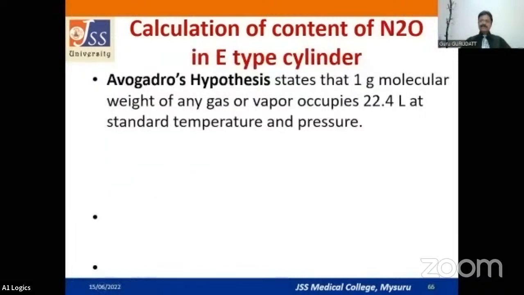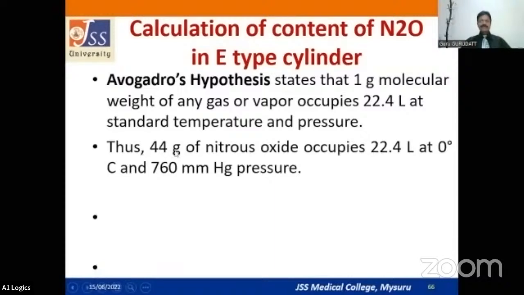Whereas for nitrous oxide, because it is a liquid gas, the pressure gauge will not depict the contents. So in order to know how much nitrous oxide is available, we have to use Avogadro's hypothesis. Avogadro's hypothesis says that 1 gram molecular weight of any gas or vapor occupies 22.4 liters at standard temperature and pressure. The molecular weight expressed in grams is called the gram molecular weight. Nitrous oxide, N2O, has a molecular weight of 44, because nitrogen is 14, 14 into 2 is 28, plus oxygen is 16. So 44 is the gram molecular weight of nitrous oxide.